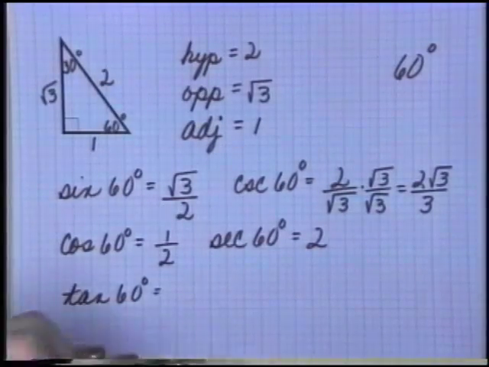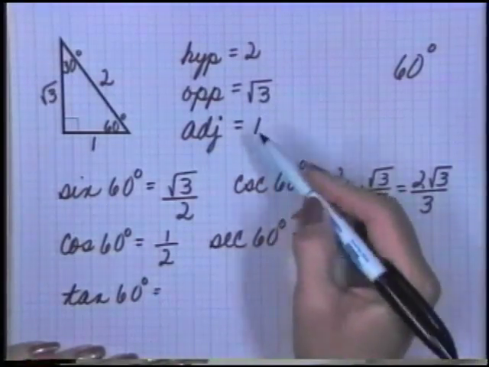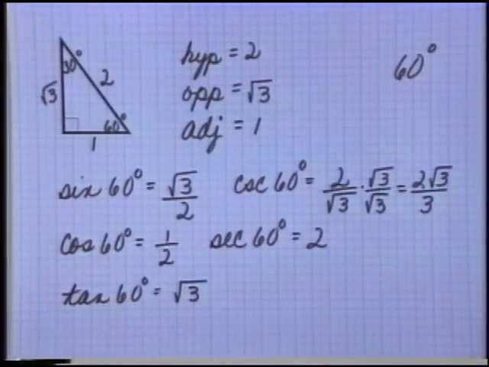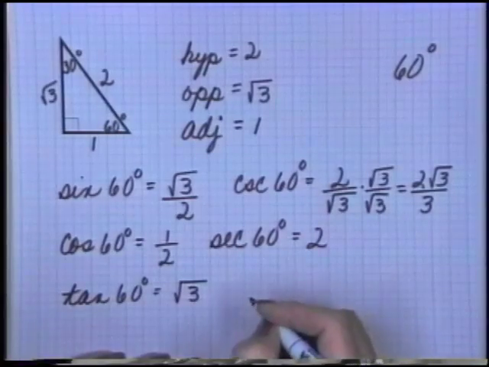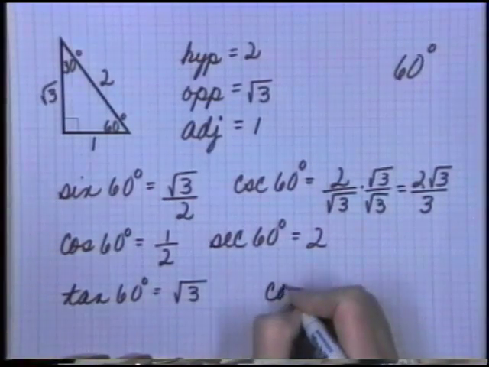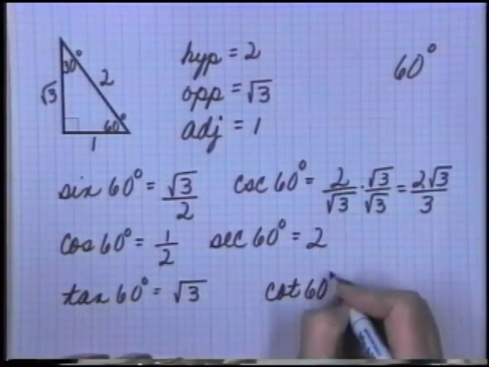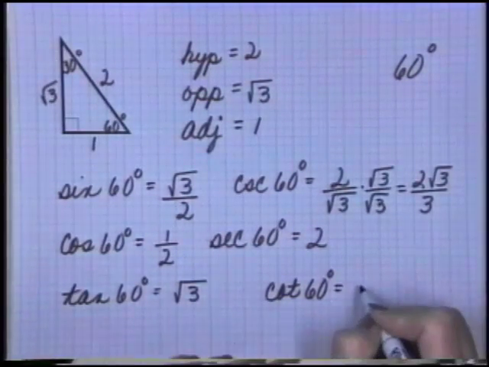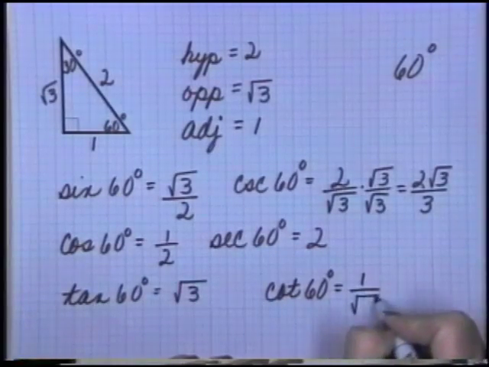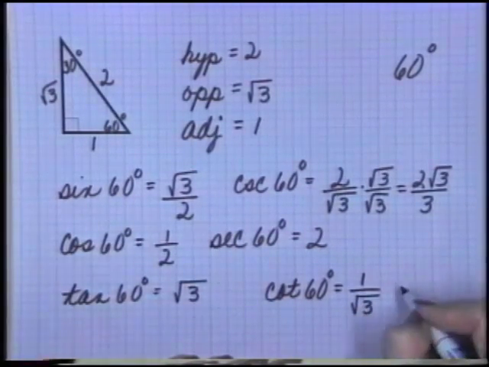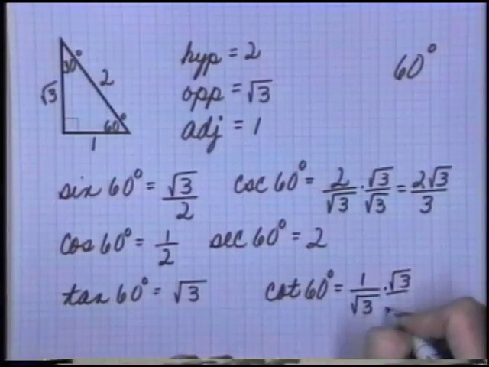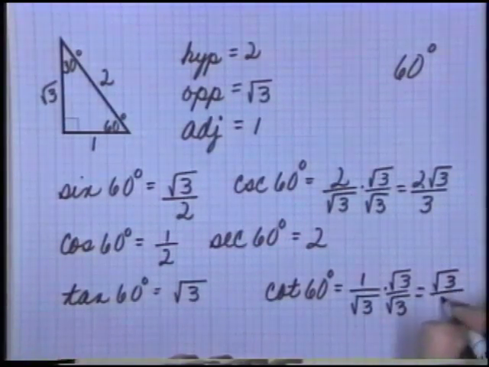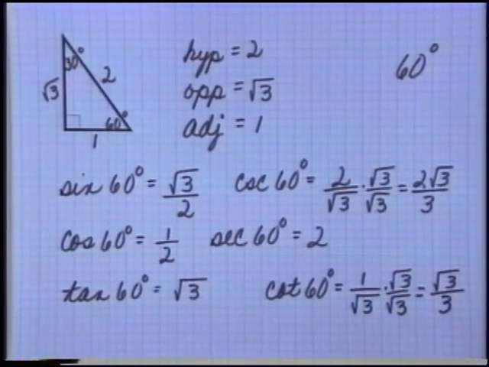For the tangent of 60 degrees, we'll use the opposite divided by the adjacent, which would just simply be the square root of 3 divided by 1, which is the square root of 3. And for the cotangent of 60 degrees, we'll use the reciprocal of the square root of 3, which is 1 divided by the square root of 3, and we want to rationalize that. We'll get the square root of 3 divided by 3.